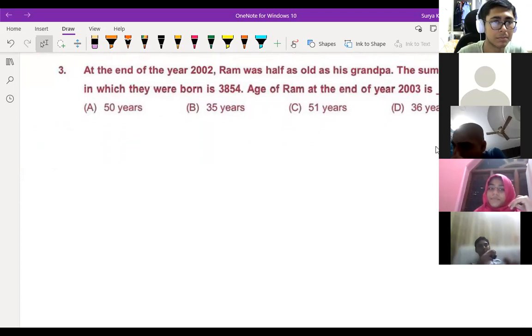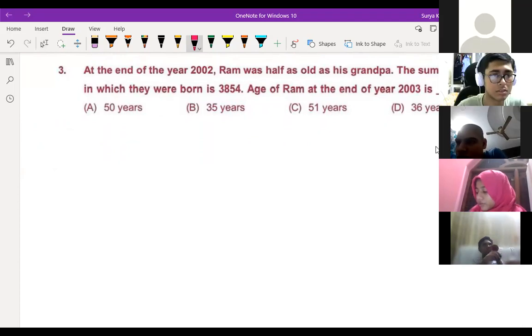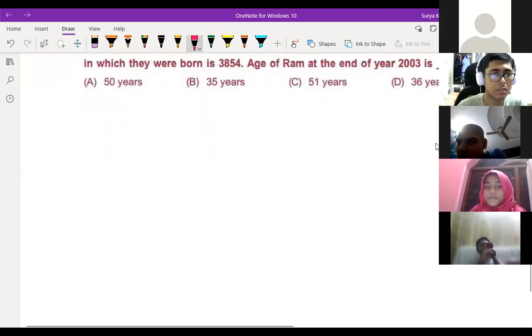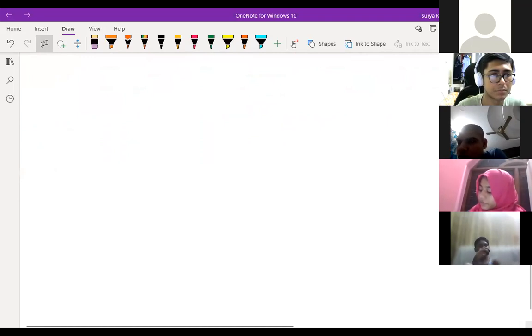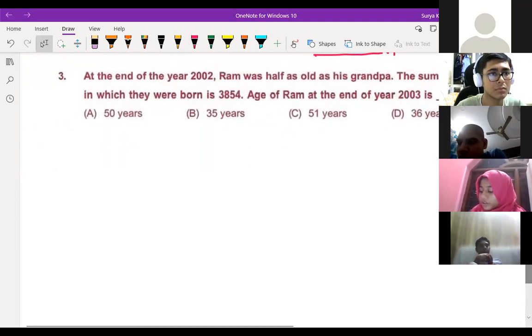At the end of 2002, Ram was half as old as his grandpa. End of 2002 means they're talking about 2002. Ram was half as old as his grandpa. The sum of the years in which they were born is 3854. The age of Ram at the end of 2003 is what?